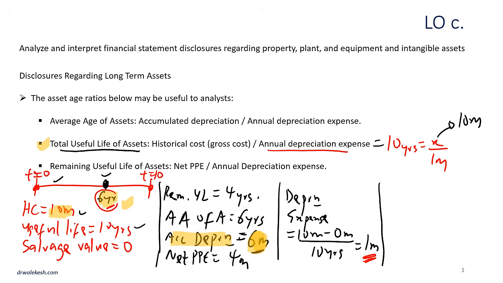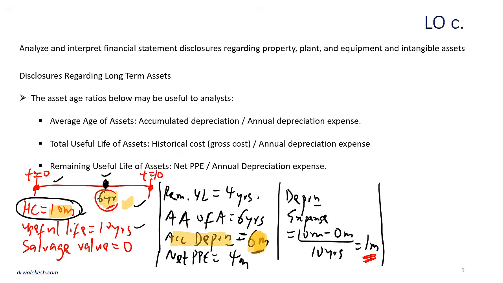So what is 10 million in this scenario I painted? 10 million is the historical cost. That implies that the total useful life of the non-current asset is the historical cost divided by the annual depreciation expense. Please note, historical cost is also known as the gross cost or the gross PPE.